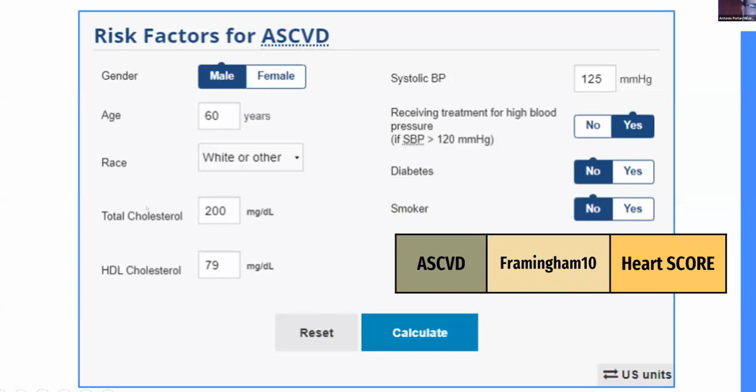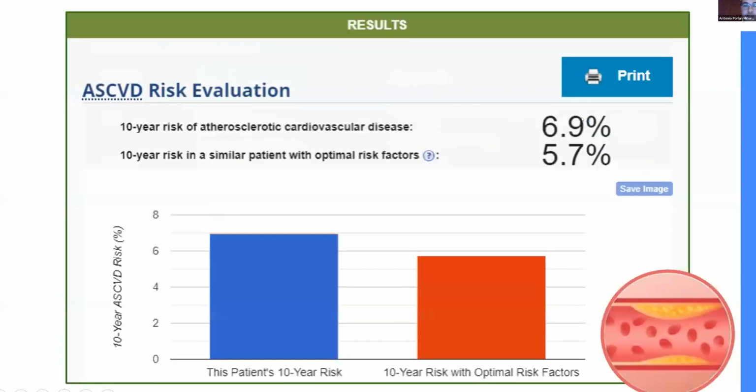For instance, we can see cholesterol levels, blood pressure, diabetes, smoking habits, etc. So you introduce your values, and then you obtain the risk that you have of suffering this CVD in 10 years as a percentage. For instance, in this case, 6.9%. But what's the problem here?